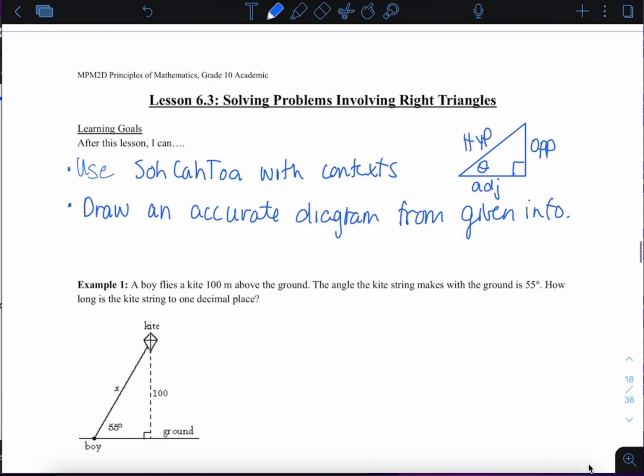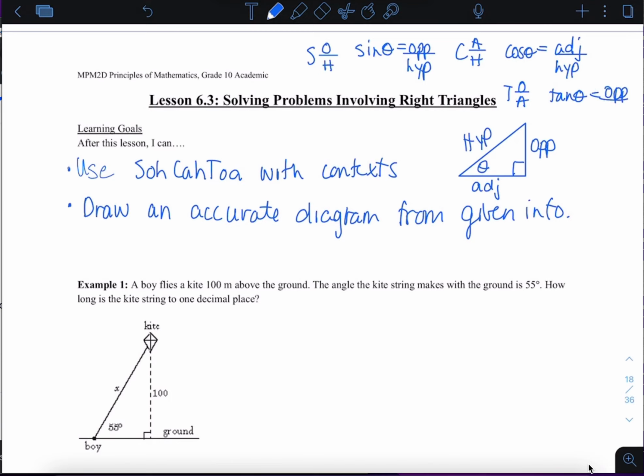And we said that sine, which is this part of the memorization device, is opposite over hypotenuse. The CAH part stands for cos. Cos theta is adjacent over hypotenuse. Remember, these are ratios of sides. And TOA is tan, always of an angle, and that's opposite over adjacent. So now that we've summarized that, let's just jump right into some examples.